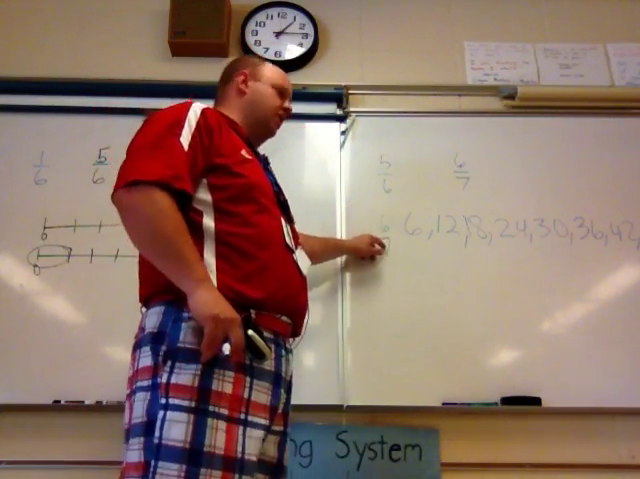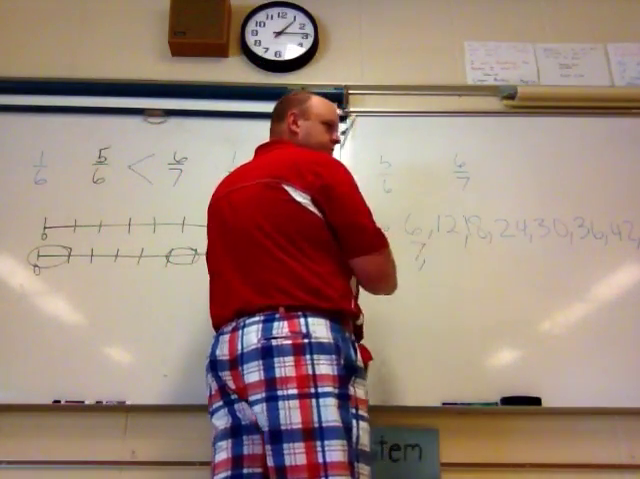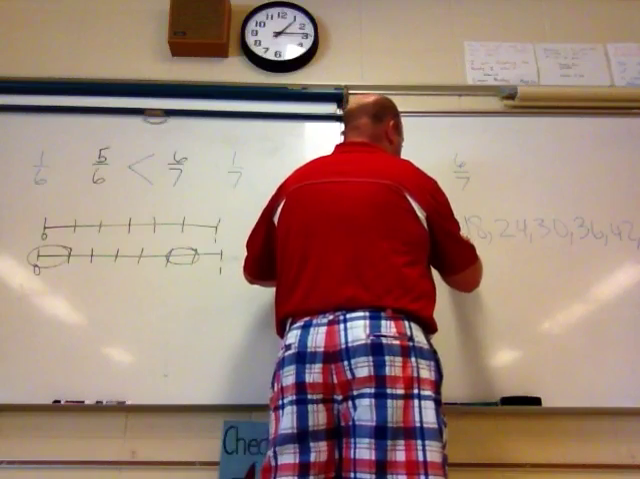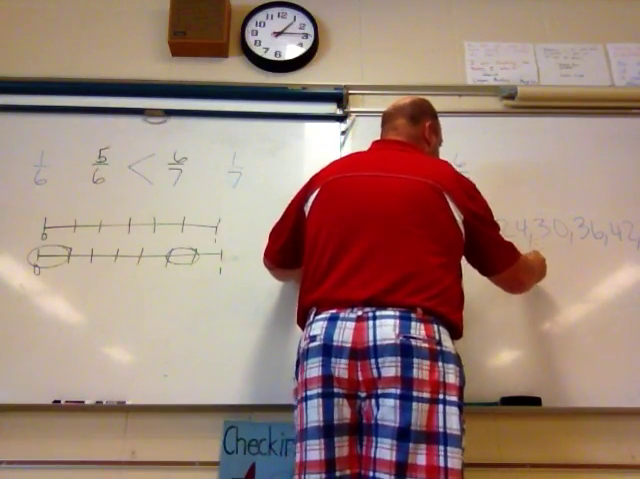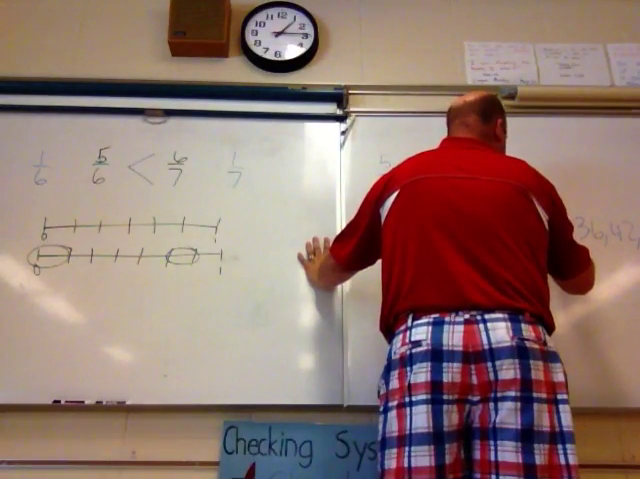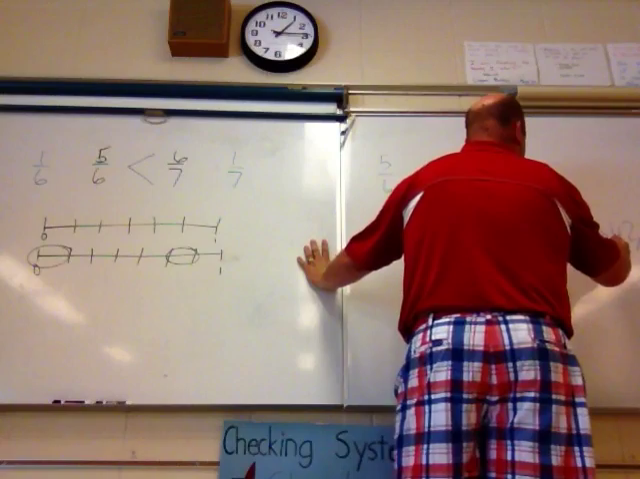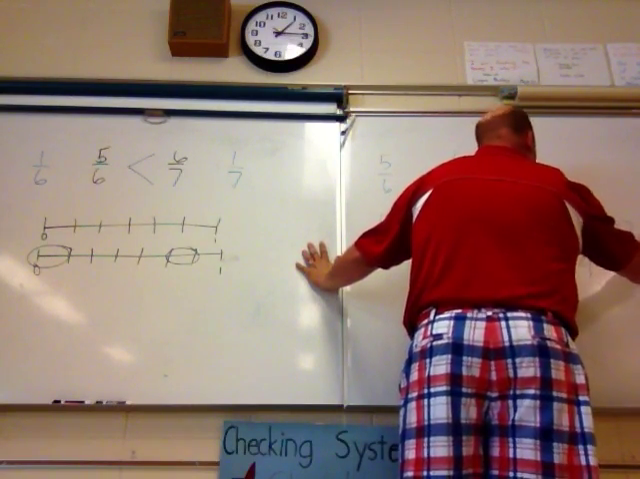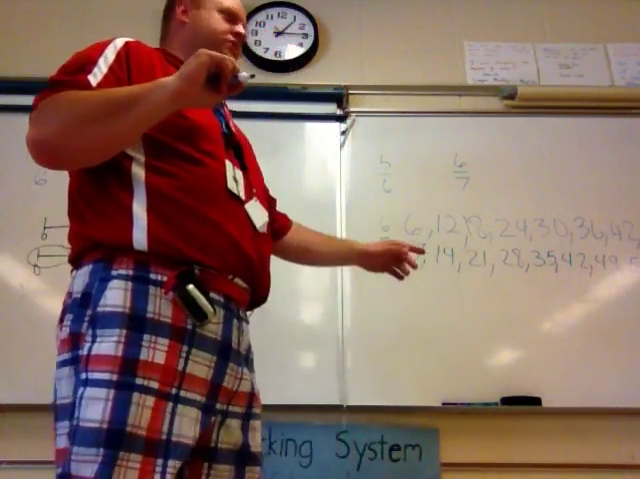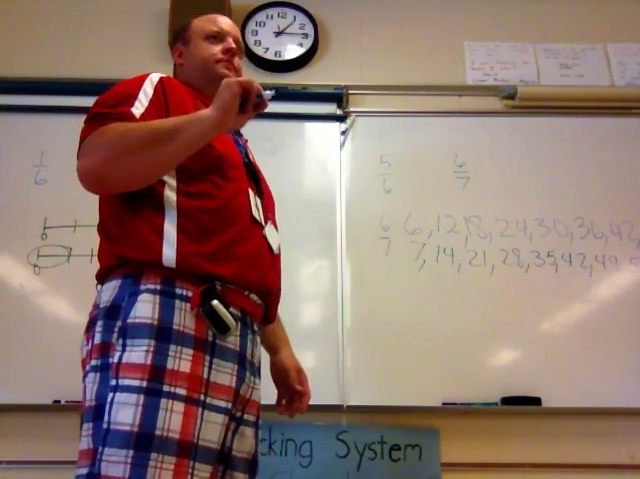Let's do our sevens now. Let's count by our sevens. 7, 14, 21, 28, 35, 42, 49, 56. Freeze. Was that hard? No. Did it take work? Yes. Okay.